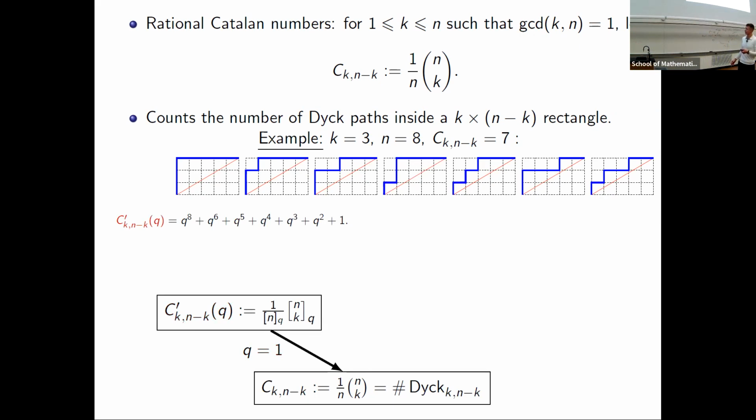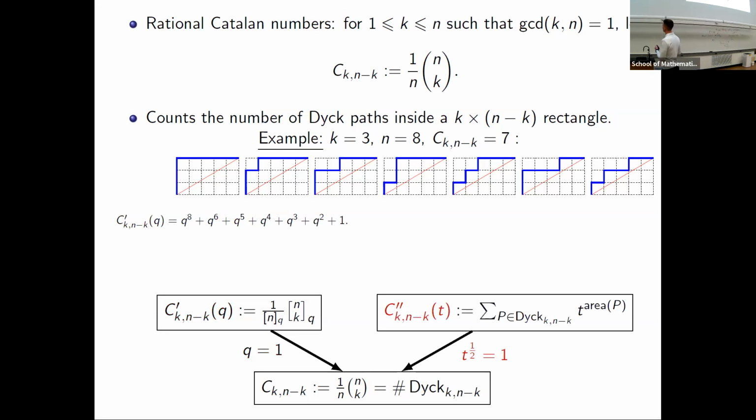Now, there is another q-analog. Remember, for binomial coefficients, we had a sum over Young diagrams inside a k by n minus k rectangle. Here you can do the same: you can take the sum over Dyck paths of t to the area of your Dyck path. By area, I'm just going to mean, so here's the example, the number of boxes strictly between my Dyck path and the diagonal. So you get the power of t to the number of these red boxes.